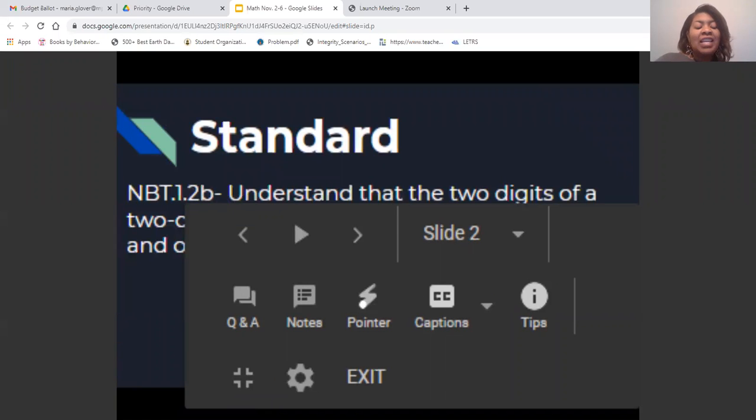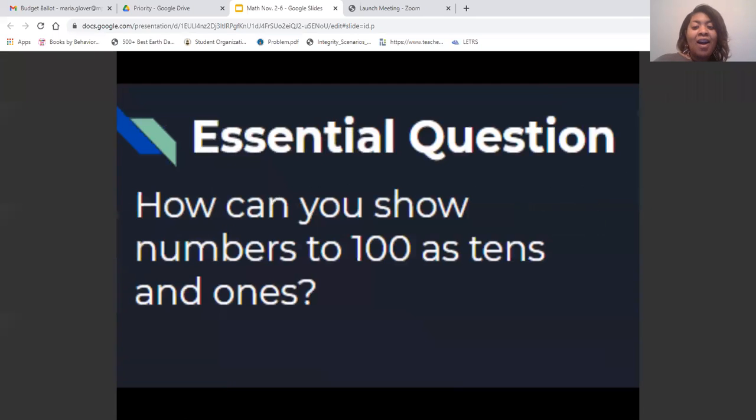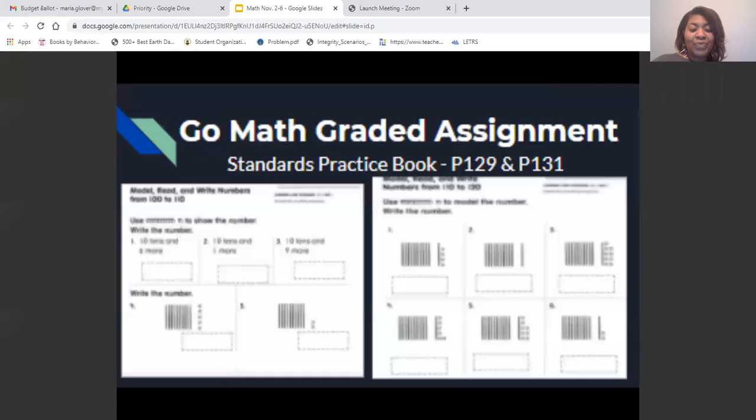Our standard is NBT 1.2b. Understand that the two digits of a two-digit number represent amounts of tens and ones. Our essential question is, how can you show numbers to 100 as tens and ones? Our I can statement, I can understand place value.